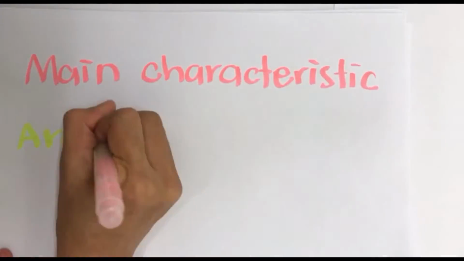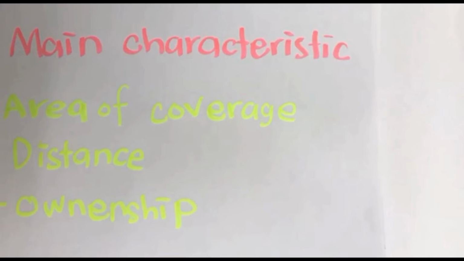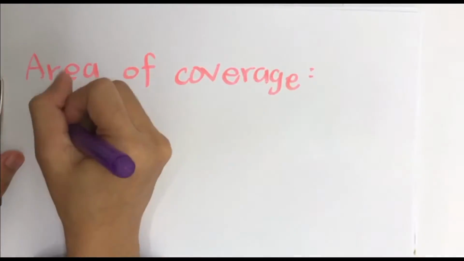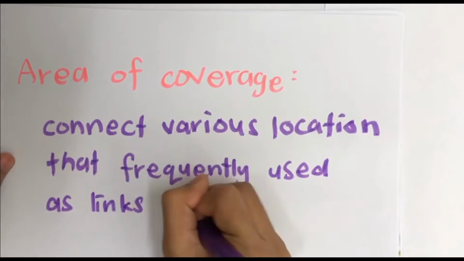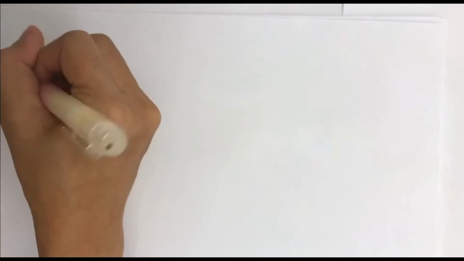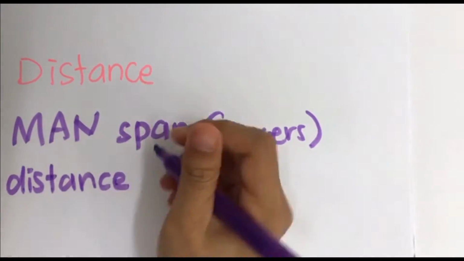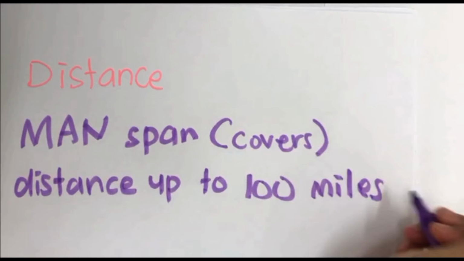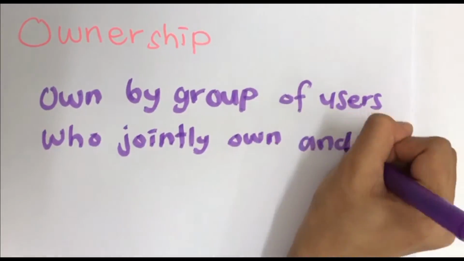The main characteristics of a MAN are area of coverage, distance, and ownership. Number one, area of coverage. It can connect various locations and is frequently used as links between buildings. Distance: a MAN covers a distance of up to 100 miles. The third one is ownership. A MAN is owned by a group of users who jointly own and operate the network.